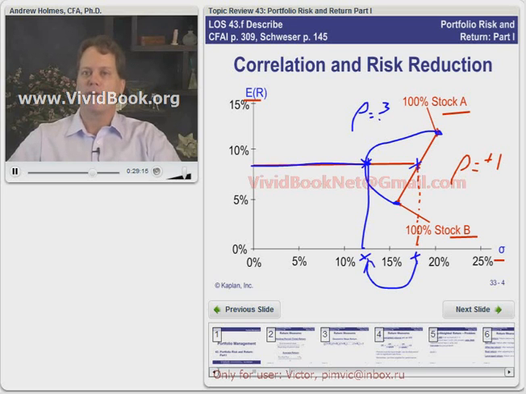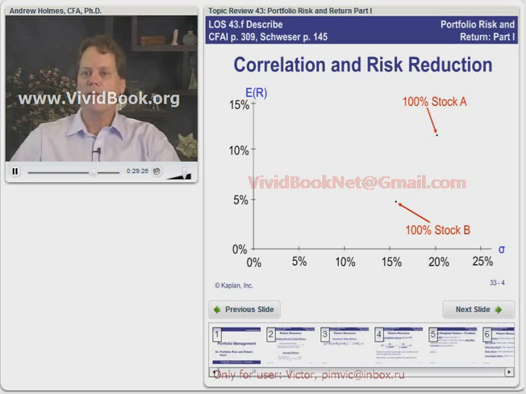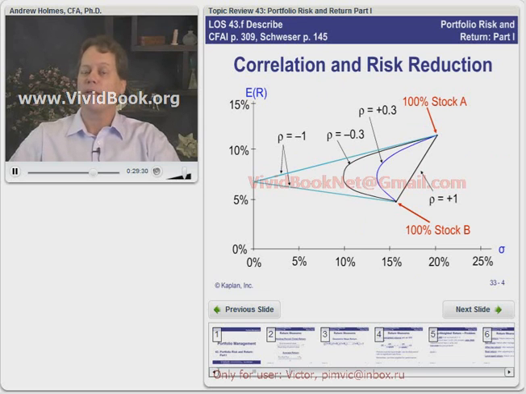And then, of course, if I could find a correlation equal to minus 0.3, well, then I'd get an even bigger bow, right? And in the limit of all this, if we could find perfectly negatively correlated securities, then we could do something that's really pretty amazing. We could take two risky assets, a stock A and a stock B, combine them in such a way that we create a riskless portfolio. So we could get rid of all risk.